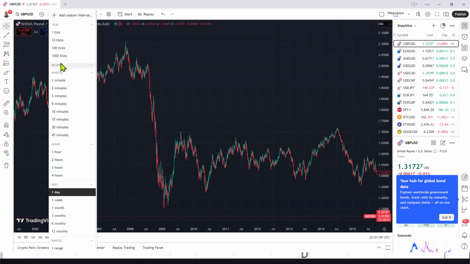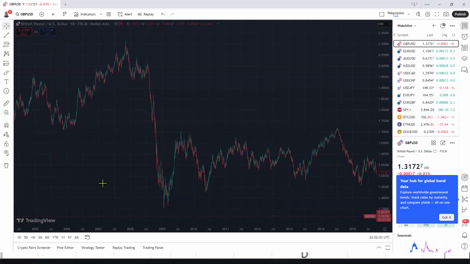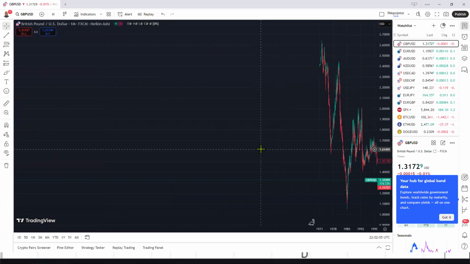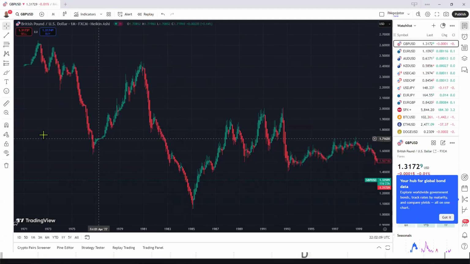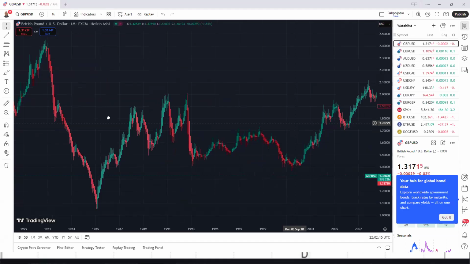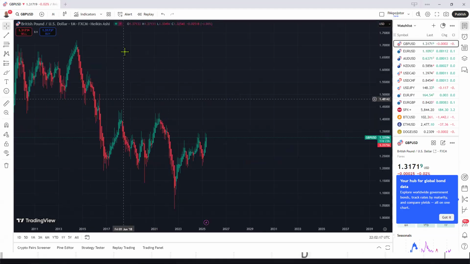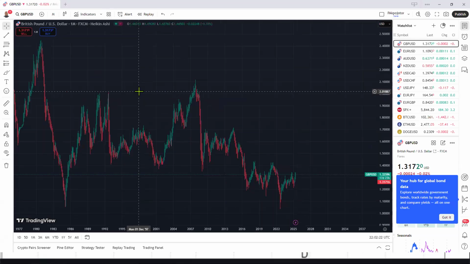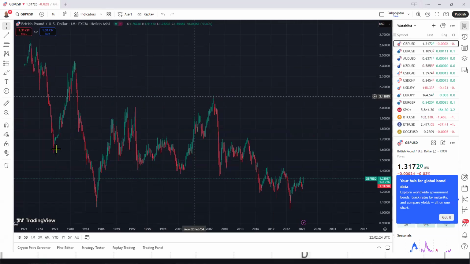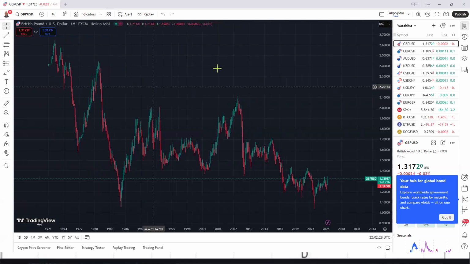Let me use the bigger chart. Let's take 1 month. Let's look at it on 1 month. Okay, beautiful. So this is the 1 month chart. 1 month is too far. Let's see. Okay, we can do with it. So let's look at this 1 month chart.